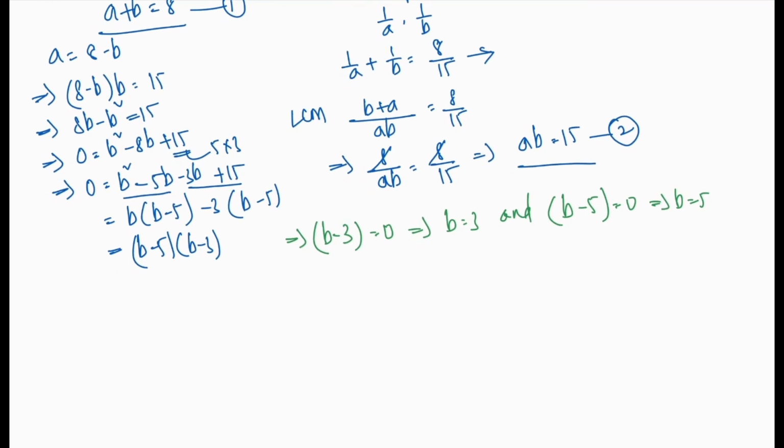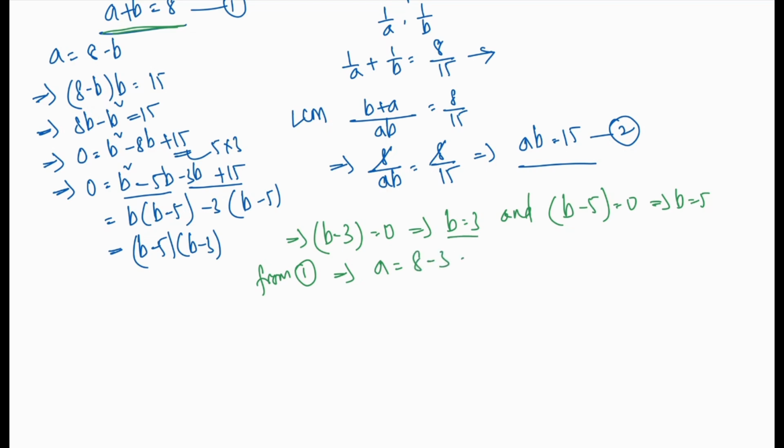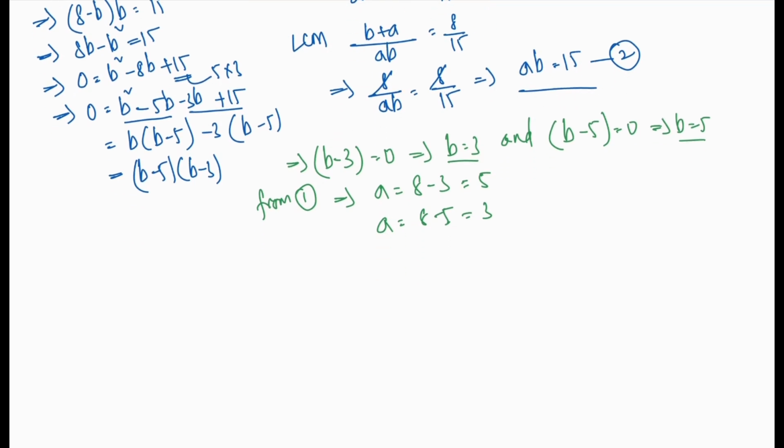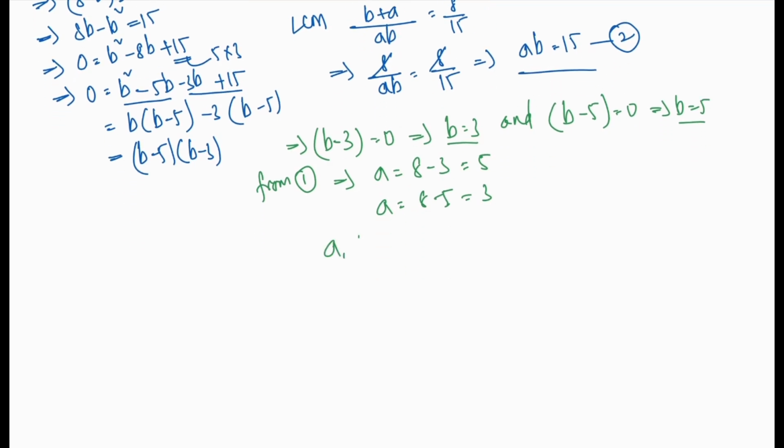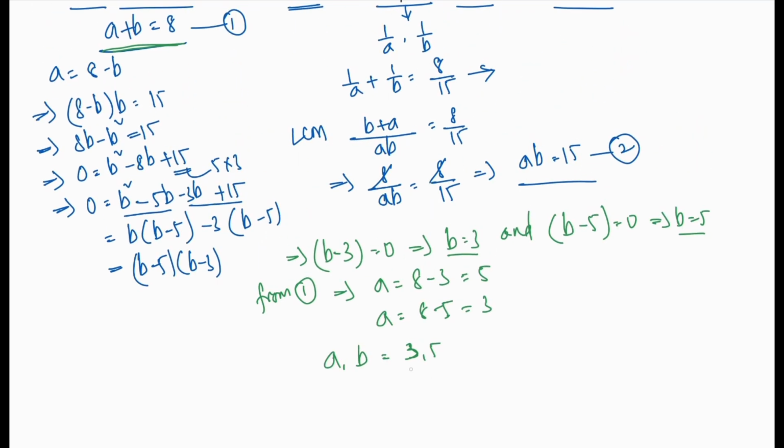See here, from this equation we will substitute the b value in the first equation. From the first equation we will get the a value. A is equal to 8 minus b. If we take b is 3, a will be 5, and if we take b is equal to 5, we will get a is equal to 8 minus 5, it is 3. So the values a and b are 3 and 5. These are the two values.